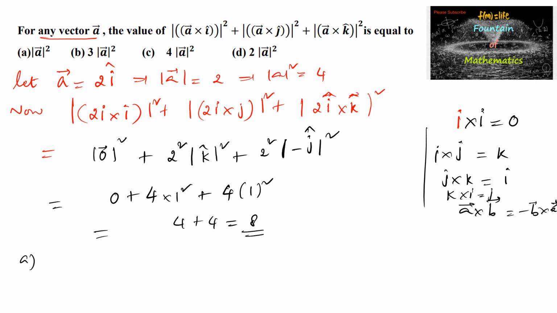Now the options: option A, mod A square, which is 4. Option B, 3 times mod A square.